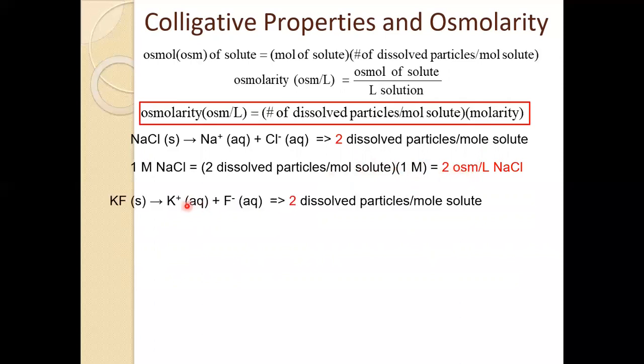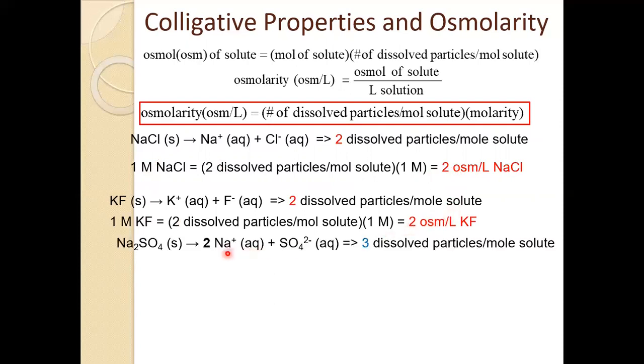Likewise, potassium fluoride, like we saw, breaks up into 2 particles. So for a 1 molar potassium fluoride solution, the concentration times the number of particles, 2 times 1, also gives us 2 osmoles per liter potassium fluoride. So the reason why, as we saw on the previous slide, the 1 molar sodium chloride solution has the same colligative properties as a 1 molar potassium fluoride solution is not because they have the same molar concentrations, but because they have the same osmolar concentrations.